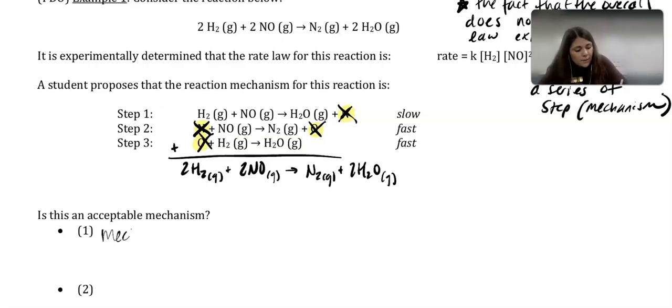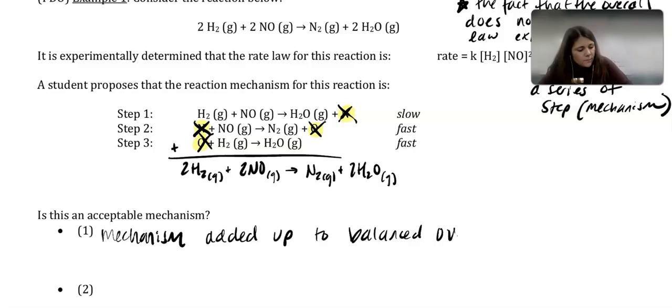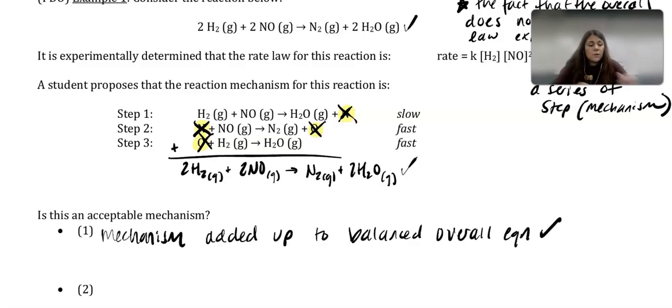So mechanism added up to the balanced overall equation. So here, this worked and matched to the overall. So far, the first one is good, but we have to make sure the second one also works. So based off what we learned in this unit, the slow step, which is generally the first step, will tell us the rate law based off the stoichiometric coefficients as the powers for those reactants.